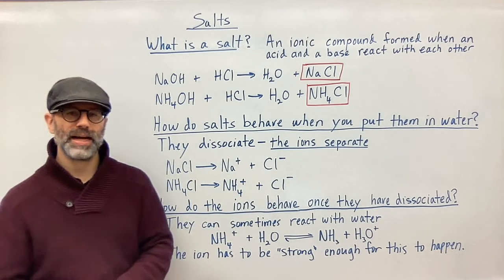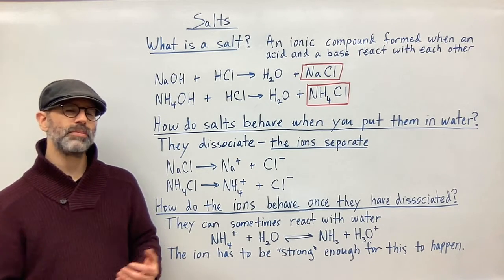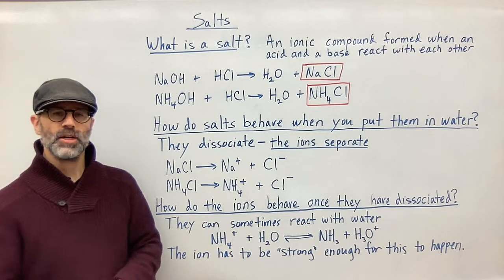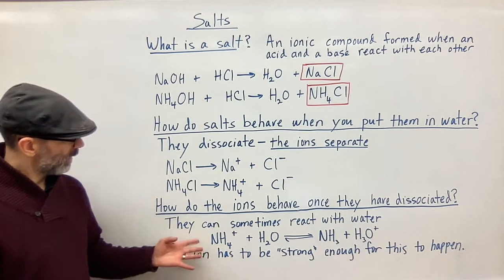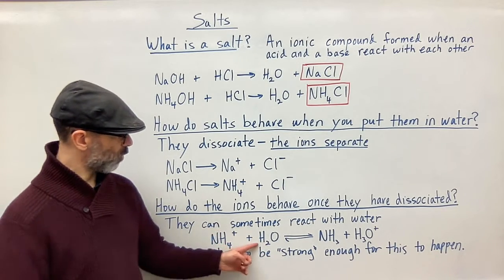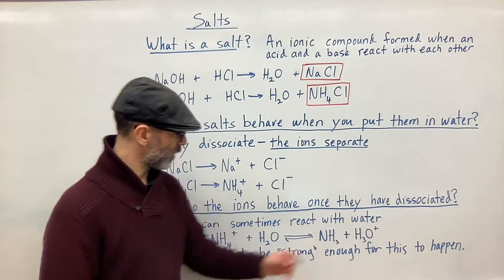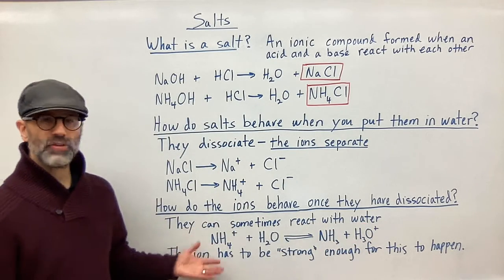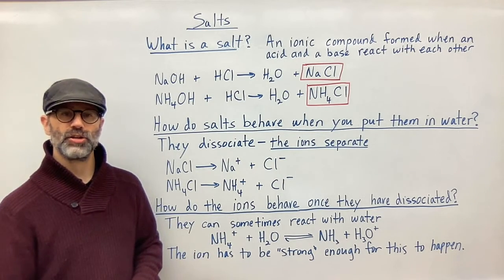So, how do these ions behave once they are dissociated? Well, they can sometimes react with water. So, for example, the ammonium ion can react with water. It can donate one of its protons to water to form the hydronium ion, and then you're left with ammonia. So this can happen to some of the ions that are in your salt.